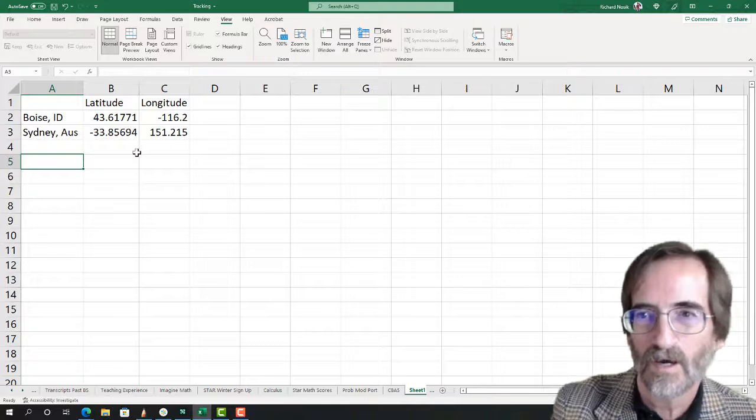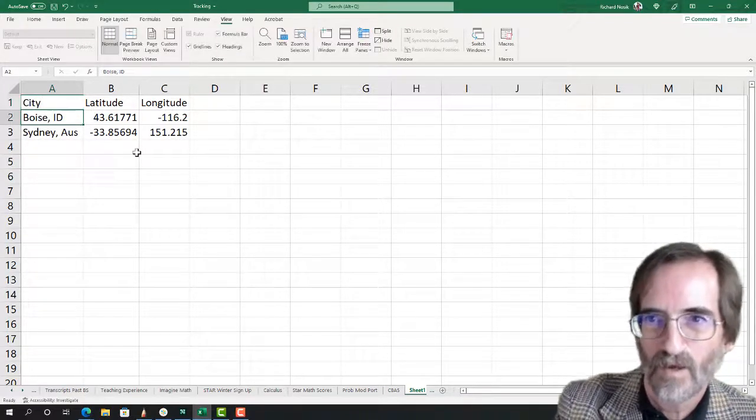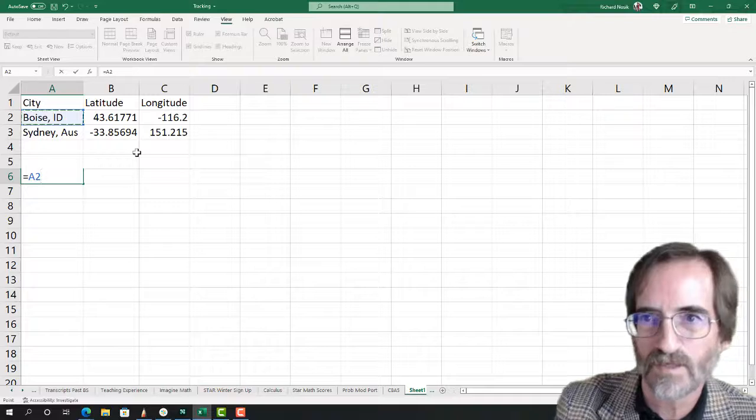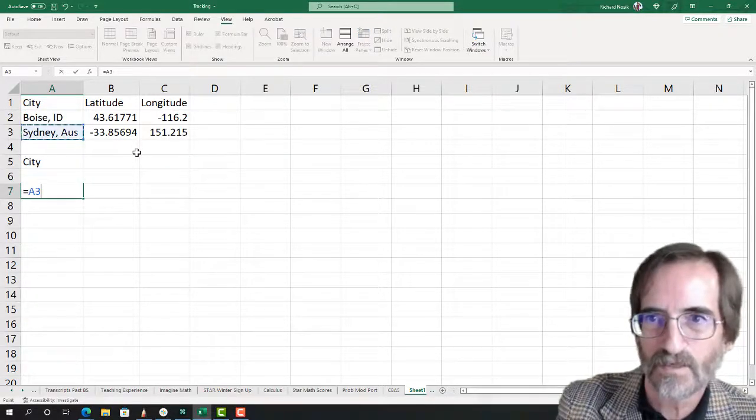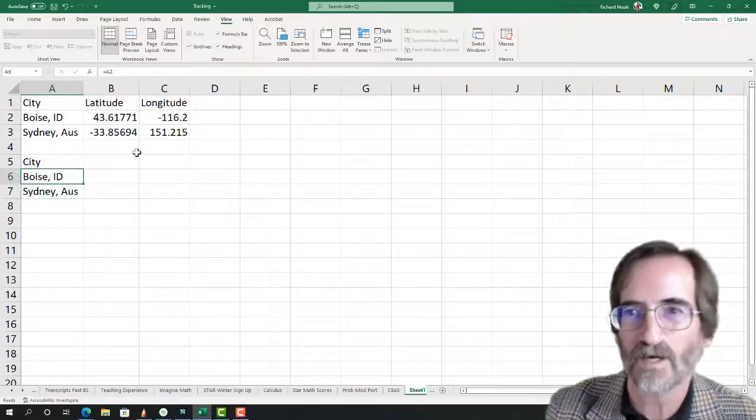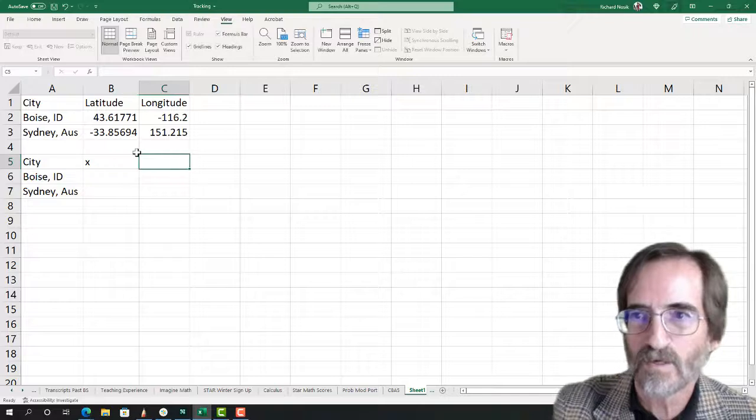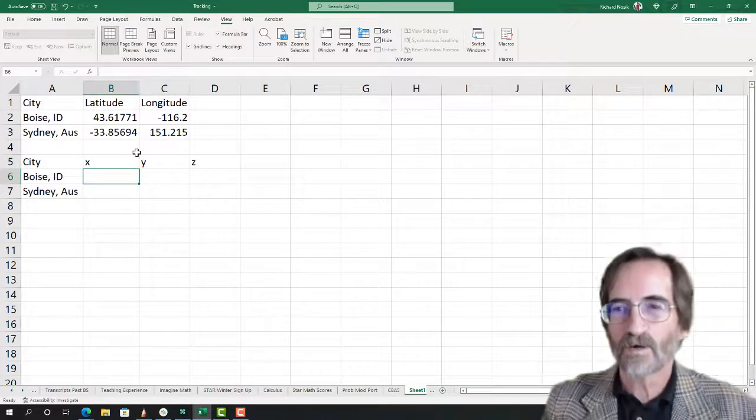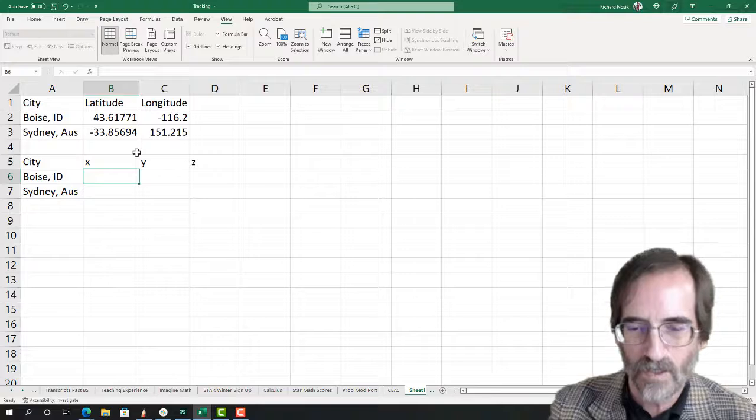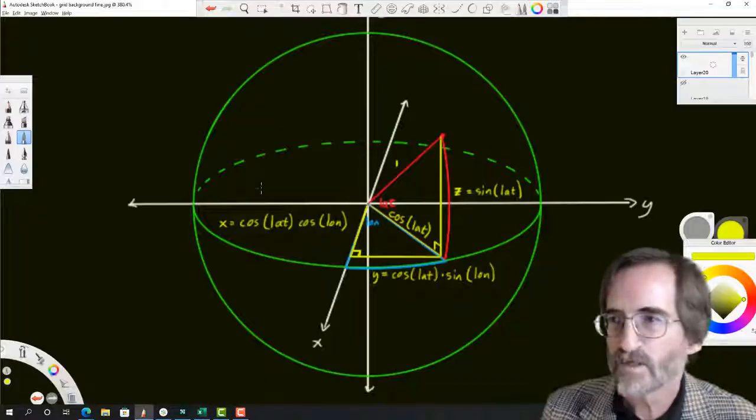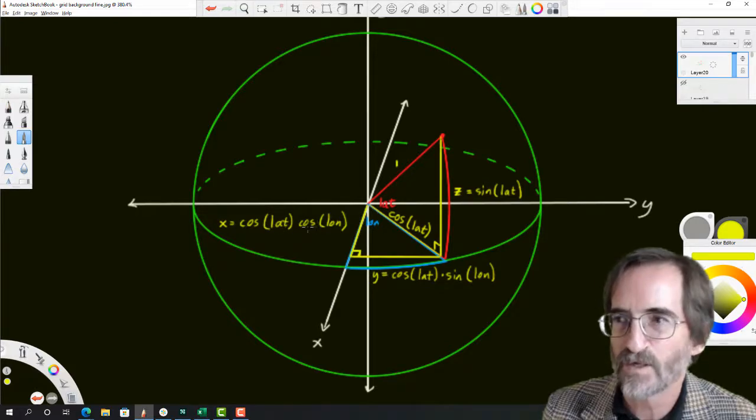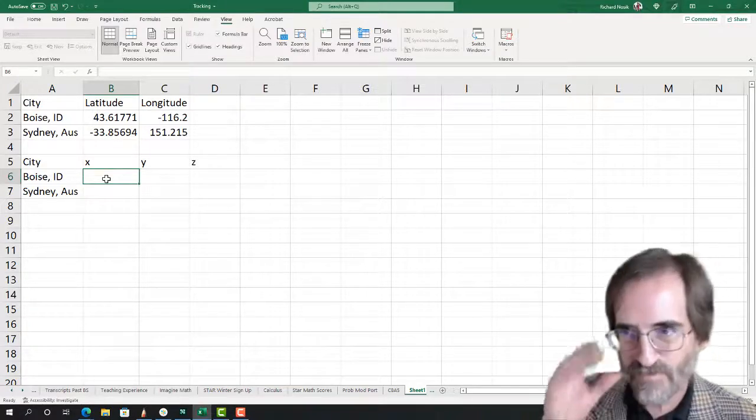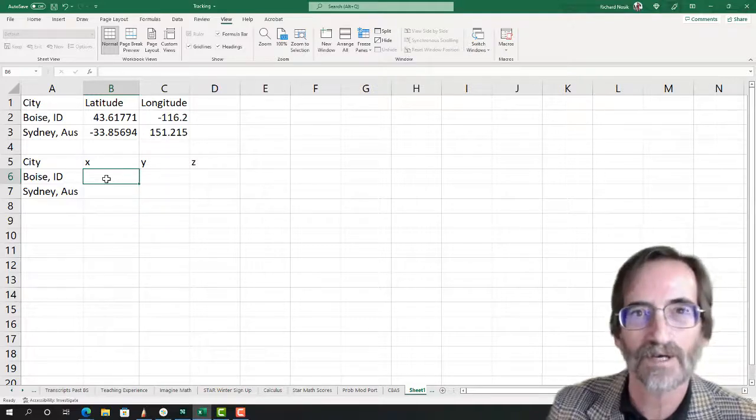So we have city. Okay, and I'm going to do city, and I'm just going to type equals and highlight Boise, and equals and highlight Sydney. That way it pastes the contents of those cells. Okay, so we've got x-coordinate, y-coordinate, and z-coordinate. Okay, so let's recall our formula here. So our x-coordinate was cosine of the latitude, cosine of the longitude. Cosine latitude, cosine longitude. Now, one thing about Excel, it expects angles to be in radian measure, not degrees.